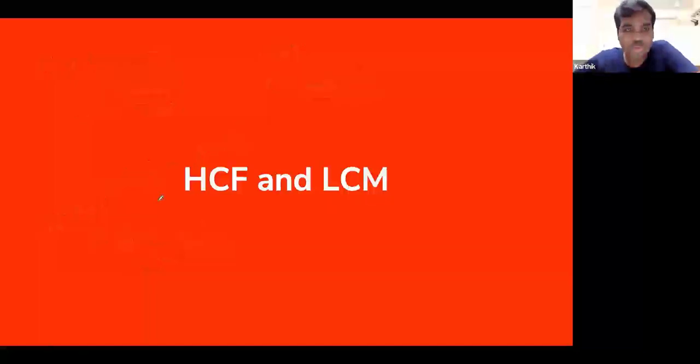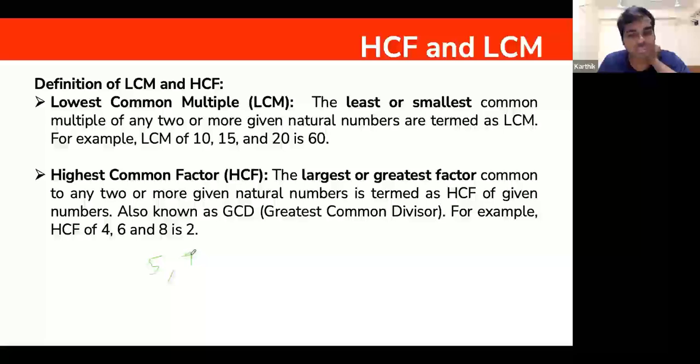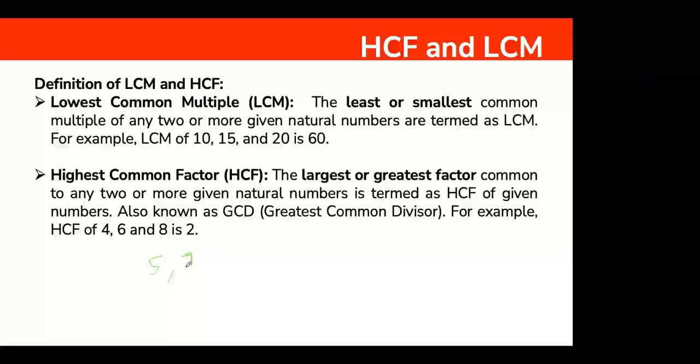We'll go to the definition part. So we just read this. Whatever I told you, that is the same thing given here. Lowest common multiple, or least or smallest multiple of any two or more given natural numbers. Okay, so let me give you a number. 5 and 7. What is the LCM of 5 and 7? Can anyone tell me? 35.